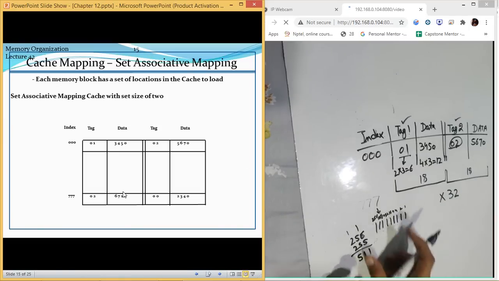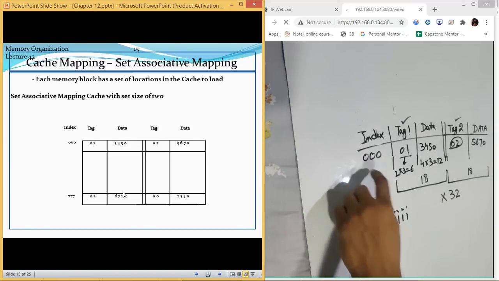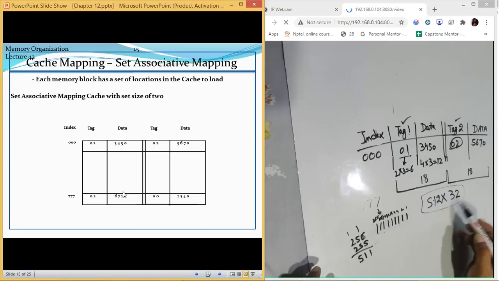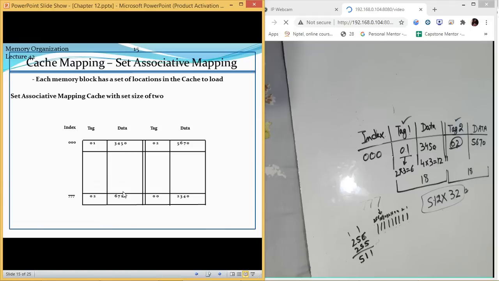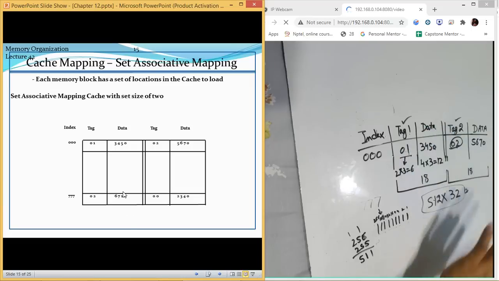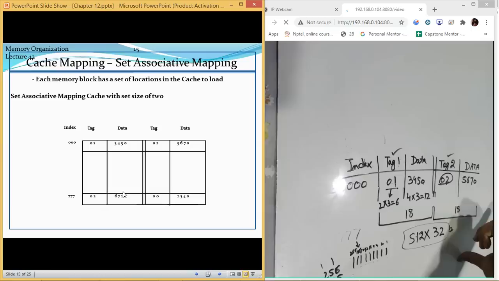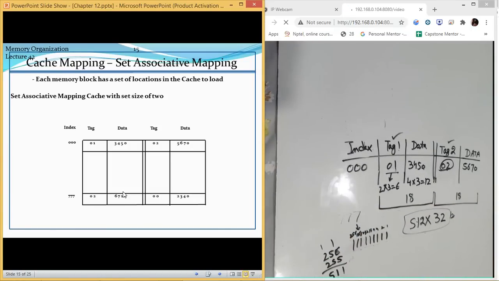So according to that, we are going to search, like it will be 511, which means it is starting from 000. So it will be 512. So the total size of this memory is 512 into 32. So this is how we find out the capacity of this cache. If we are having three tags, then according to that, one more 18 will be added to this, and according to that, we are going to find out the total capacity of your memory. So this is set associative mapping.